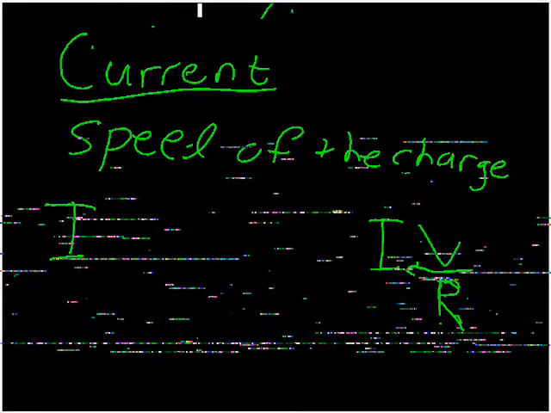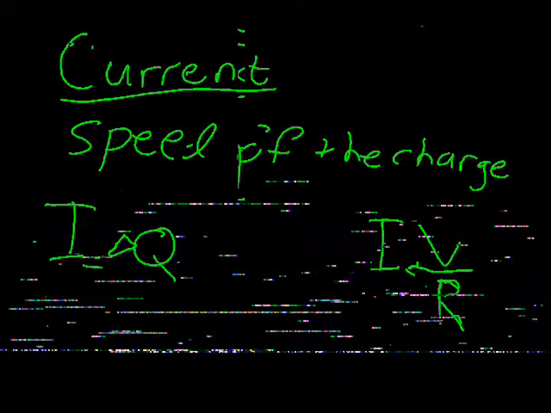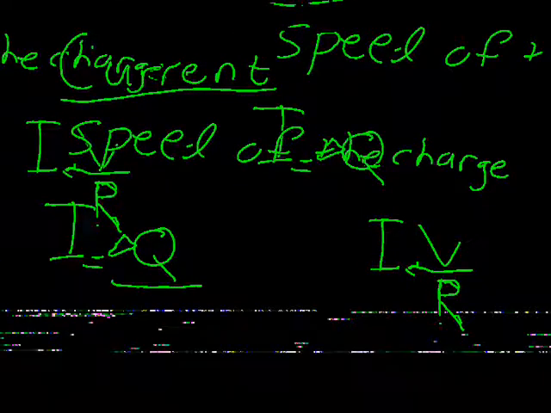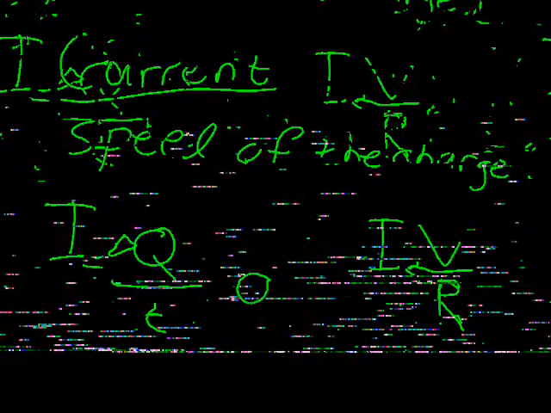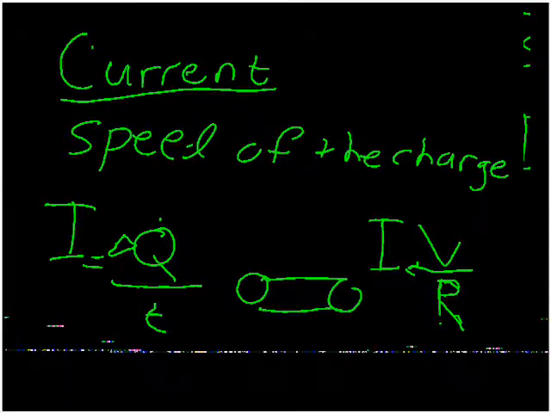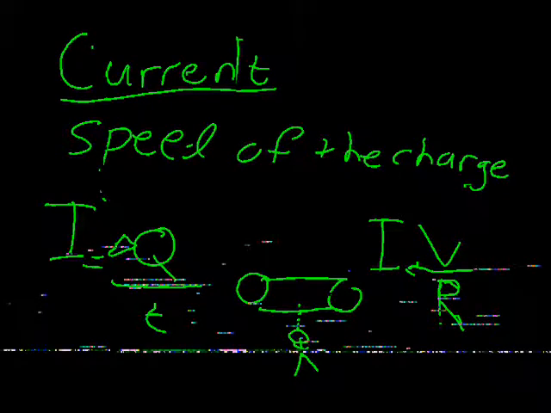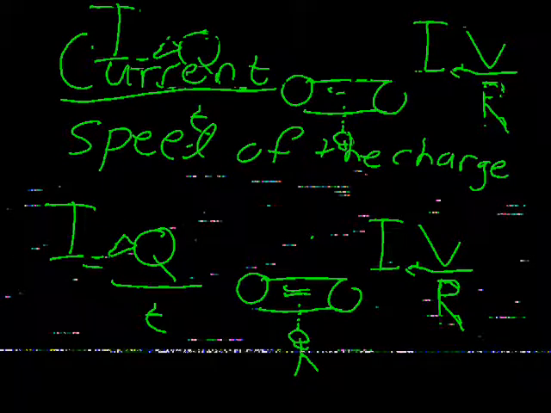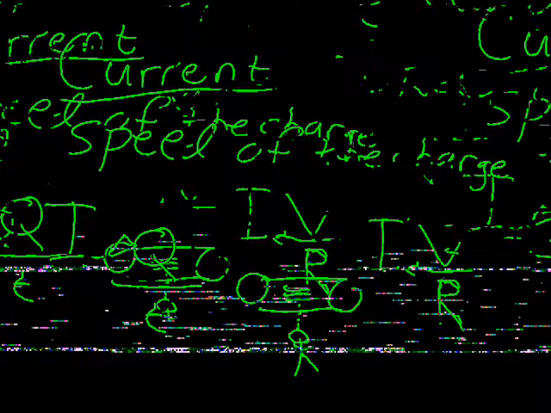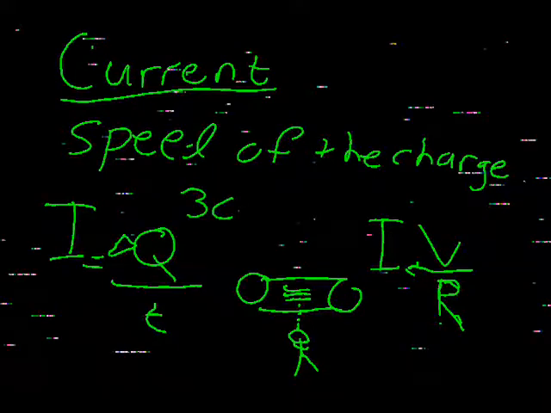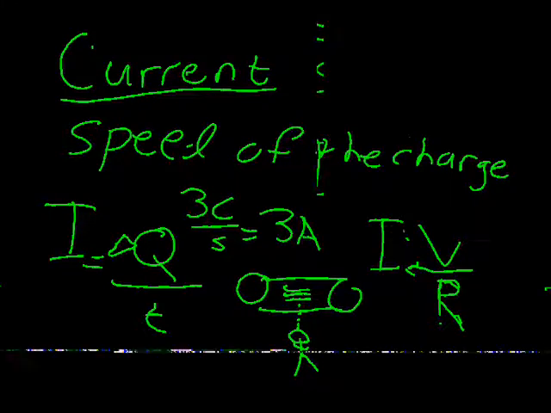Good. The definition of current is the change in charge, delta Q, over the time at a certain point. So, for example, if you had a wire you were watching, and you had X-ray vision, and you could see the charges, and you were to count, say, 3 coulombs that passed you in 1 second, you have a current of 3 coulombs per second, which would be equivalent to 3 amperes of current.